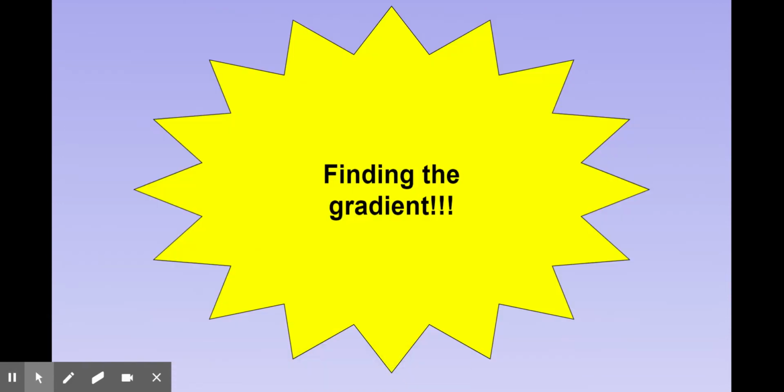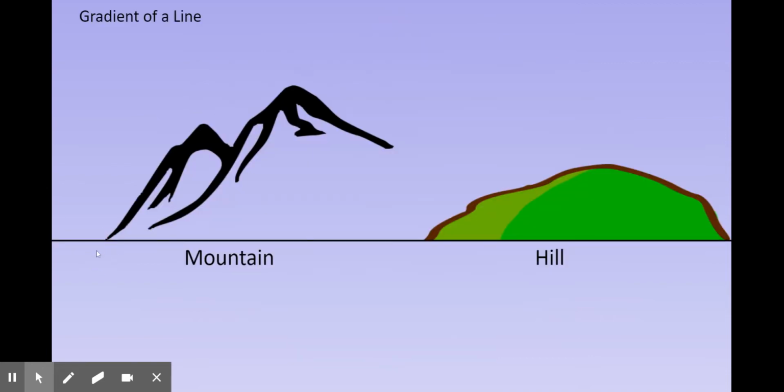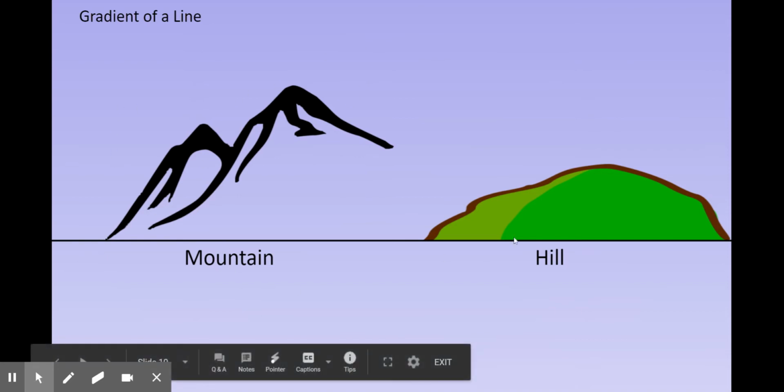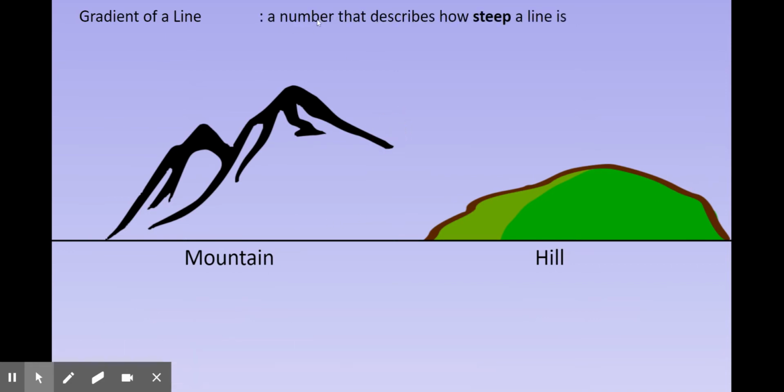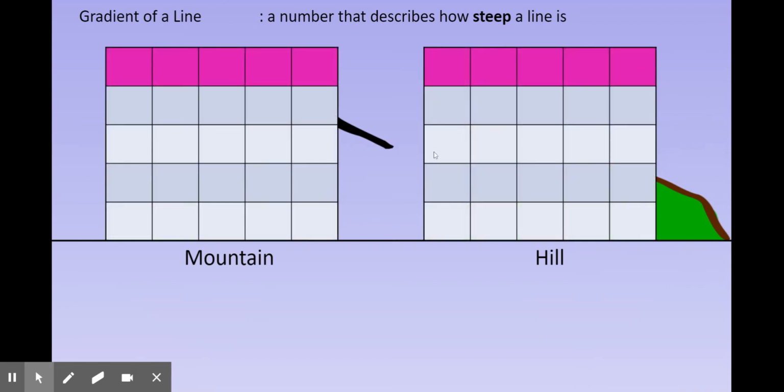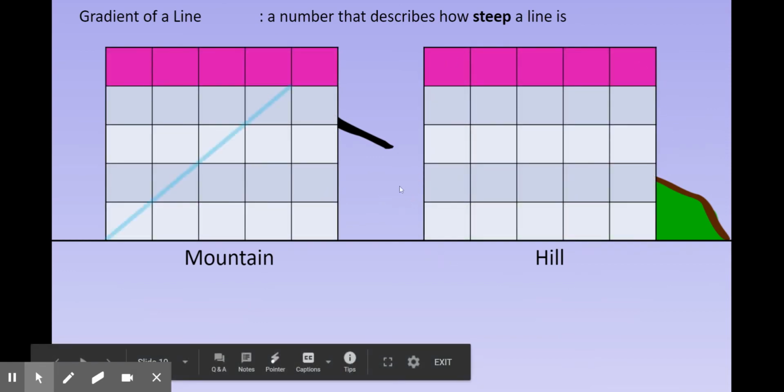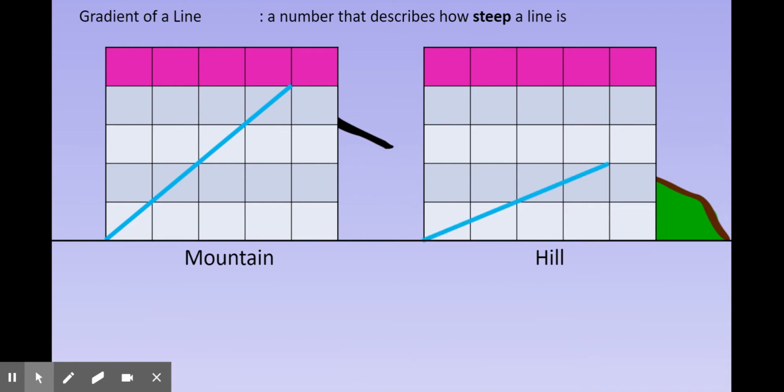The primary focus of this lesson is finding the gradient of a line. What is the gradient of a line? Here you have a mountain and a hill. A gradient is a number that describes how steep a line is. Basically, it's the steepness of the line. I'm going to have square grids in the background to identify the steepness of the line, or gradient.